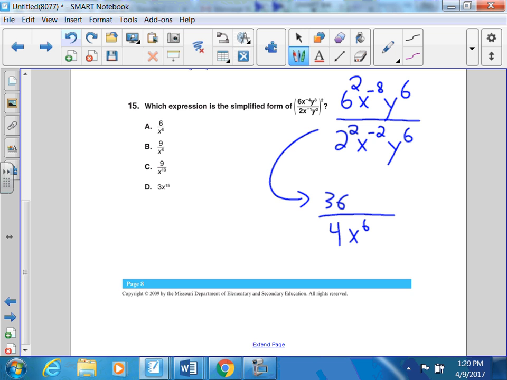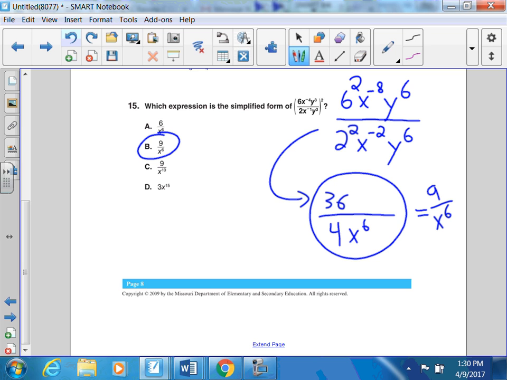Then we look at y to the 6th and y to the 6th. They just cancel each other out because they both have the same amount, and you're going to have this. And we do need to reduce it down. 36 divided by 4 is 9, so you've got 9 over x to the 6th. So I think the answer is this right here.